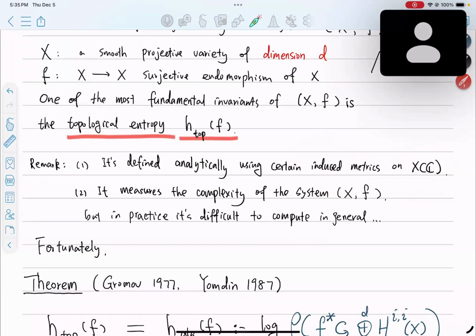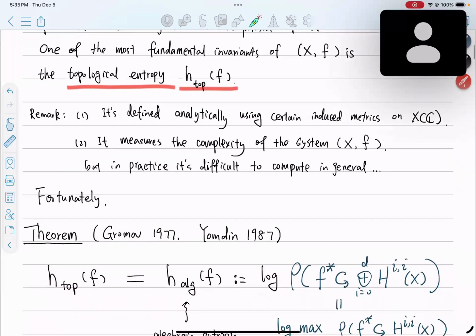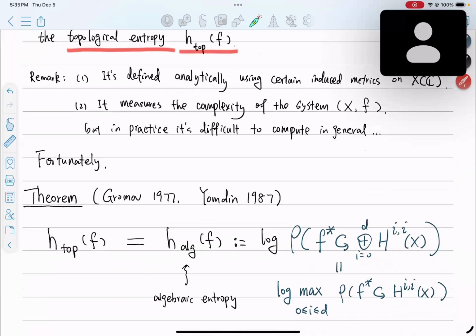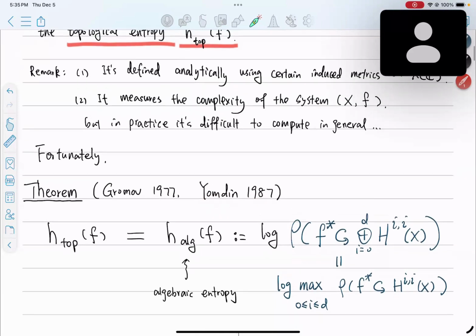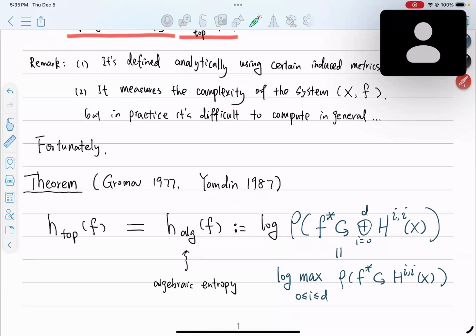But in practice, it's not easy to compute this quantity. However, fortunately, by Gromov's work in the 70s and later by Yomdin's work in the 80s, we now know that this topological entropy, originally defined in a very analytical way, turns out to be equivalent to another algebraic invariant. On the right hand side, I use h_alg(f) to denote this so-called algebraic entropy. It is actually the logarithm of the spectral radius, where I use rho to denote the spectral radius of some linear operator.